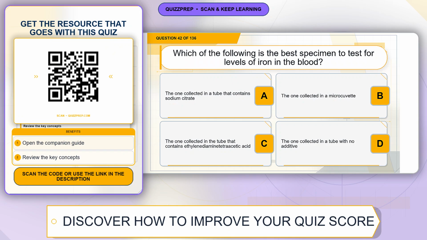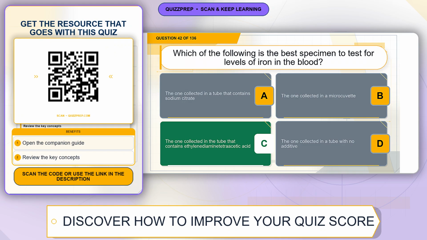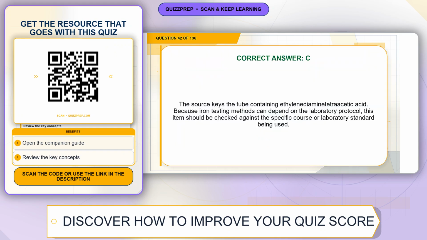Question 42. Which of the following is the best specimen to test for levels of iron in the blood? Option A, the one collected in a tube that contains sodium citrate. Option B, the one collected in a microcuvette. Option C, the one collected in the tube that contains ethylenediaminetetraacetic acid. Option D, the one collected in a tube with no additive. The correct answer is option C, the tube that contains ethylenediaminetetraacetic acid. Explanation: the source keys the tube containing ethylenediaminetetraacetic acid. Because iron testing methods can depend on the laboratory protocol, this item should be checked against the specific course or laboratory standard being used.